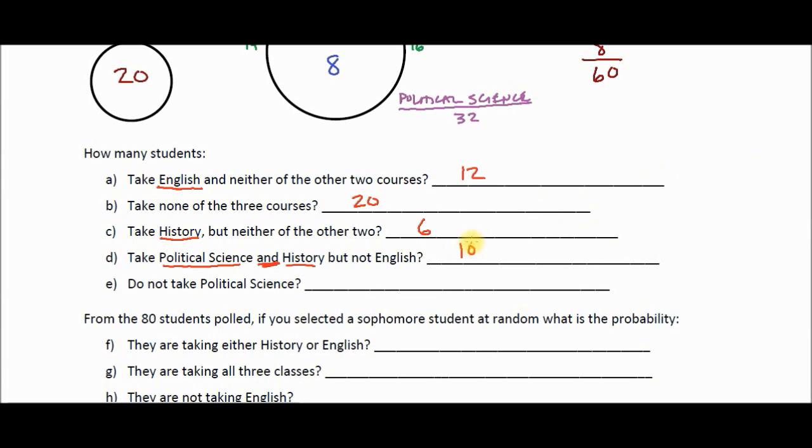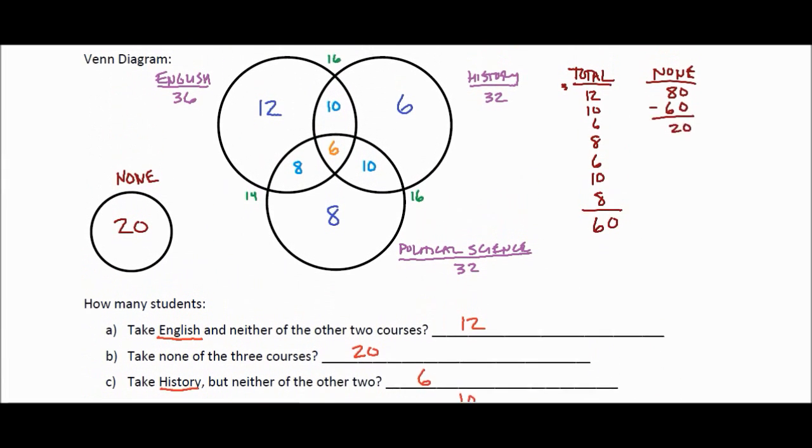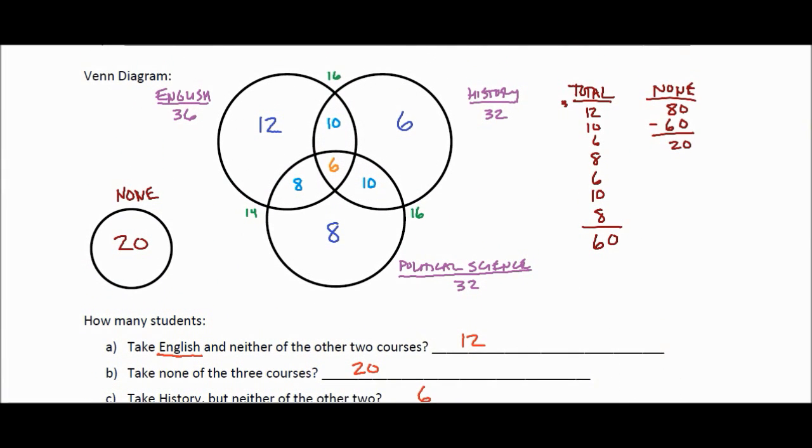And the last one, how many students do not take political science? Look at our Venn diagram. Well, all these students in these categories are taking political science: 8, 8, 6, and 2. These students, 12, 10, and 6, they're not taking political science. But also, class, these are also not taking political science. So this one, this one, this one, and this one. 20, 12, 10, and 6.